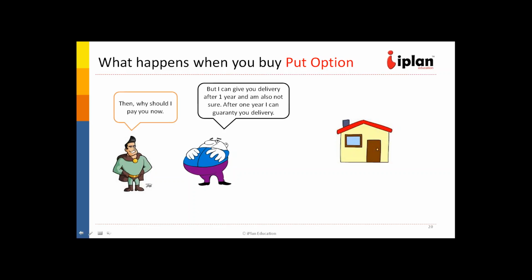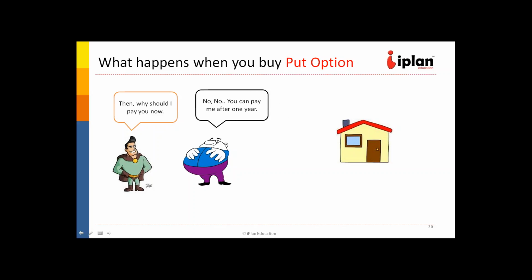So he says, okay, then why should I pay now? He said, no, no, you don't have to pay me today. I'll give you something. So the buyer says, see, you are not taking obligations to deliver. Why should I take the risk?